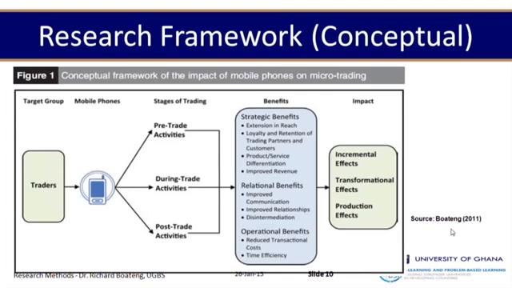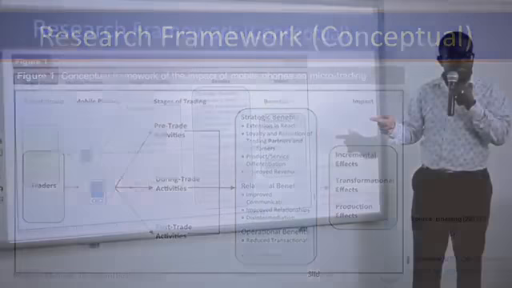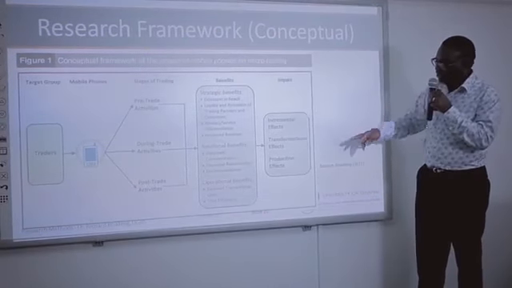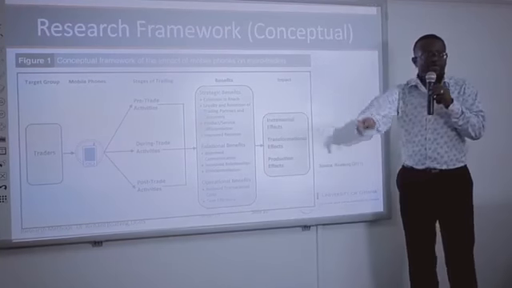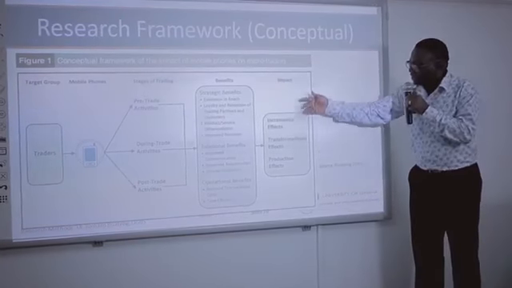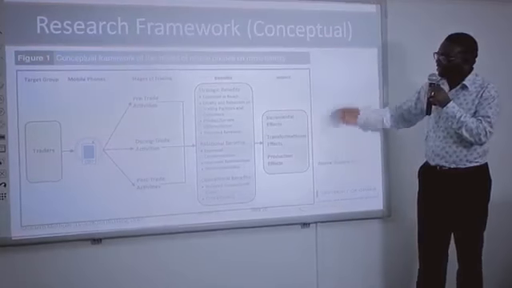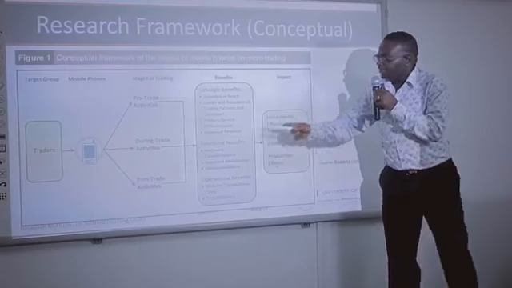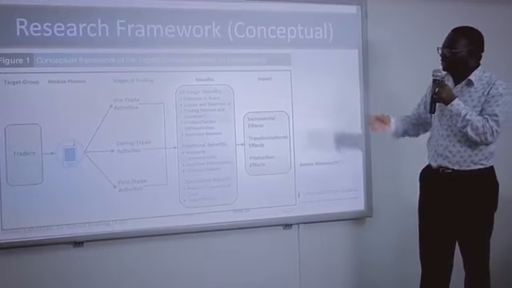Then in terms of benefits, literature has already discussed in a number of different papers that technologies like mobiles, when you apply them to commerce or trading, can have 3 interrelated benefits: operational, relational, and strategic. And there are 3 types of effects they can also lead to: incremental, transformational, and production. All these are coming from different authors. The impact can be read from Hicks and Jaguar's paper in 2008. Then you can also look at the benefits from other ICT-based papers.